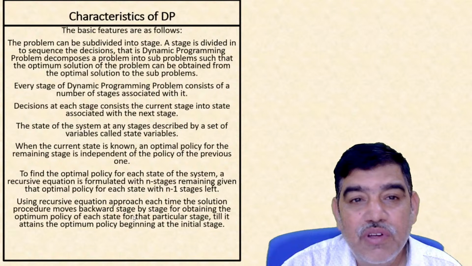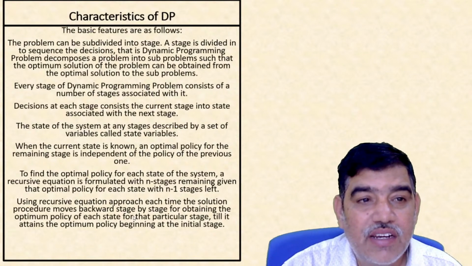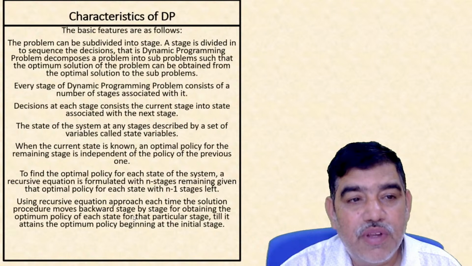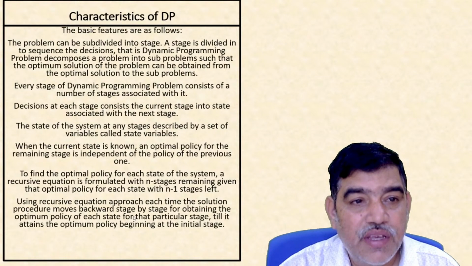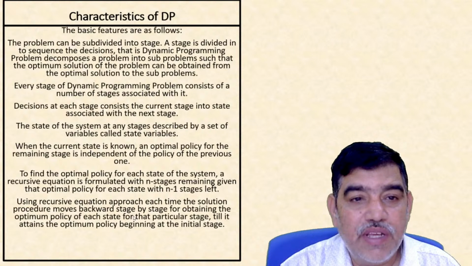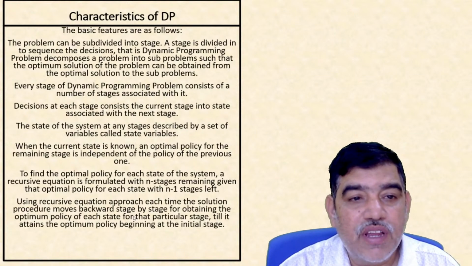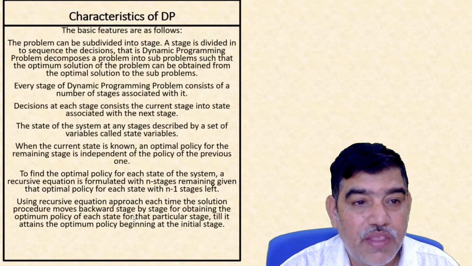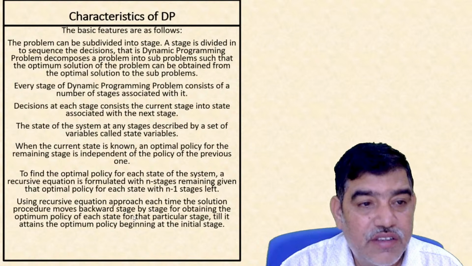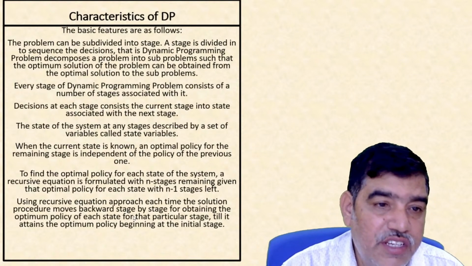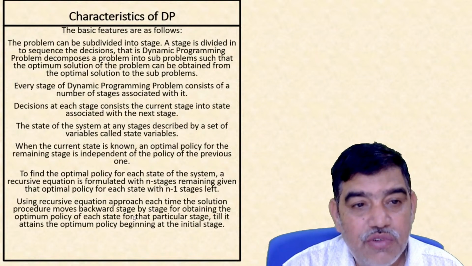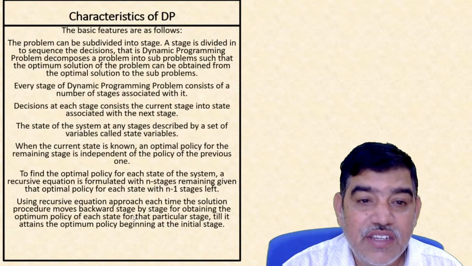Dynamic programming decomposes a problem into sub-problems such that the optimum solution of the problem can be obtained from the optimal solutions to the sub-problems. Every stage of a dynamic programming problem has a number of states associated with it. That is the second characteristic. Then the third characteristic is that decisions at each stage convert the current state into a state associated with the next stage.